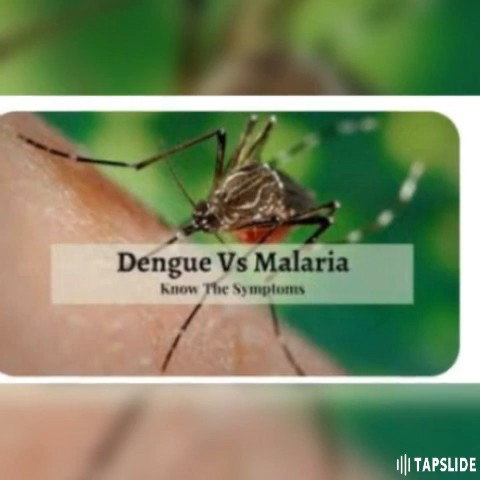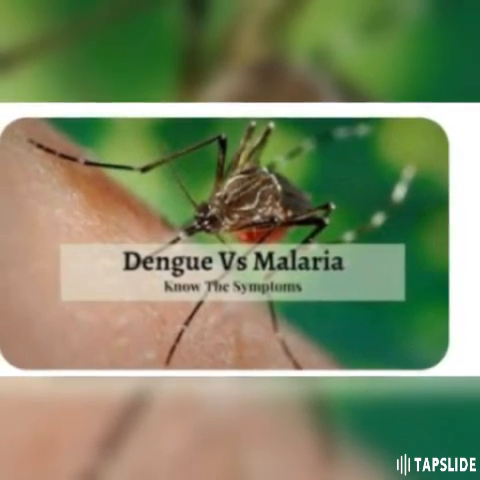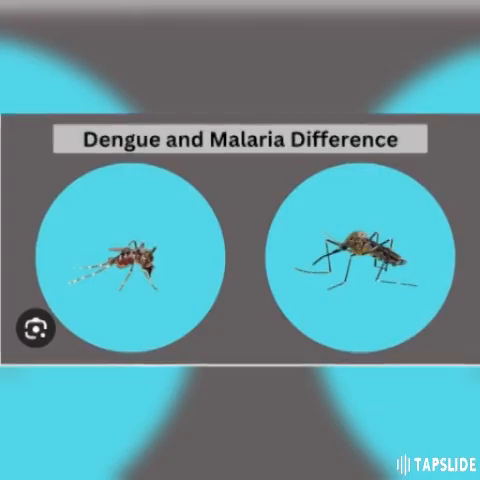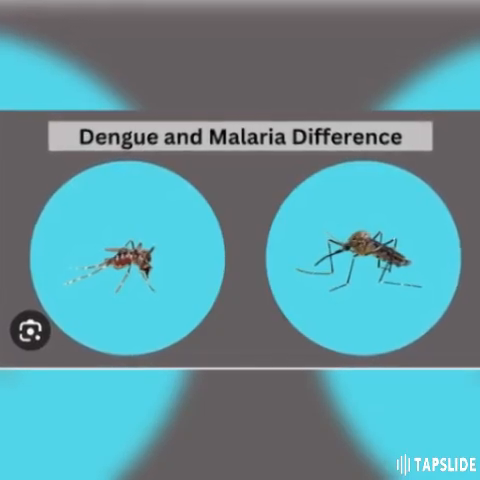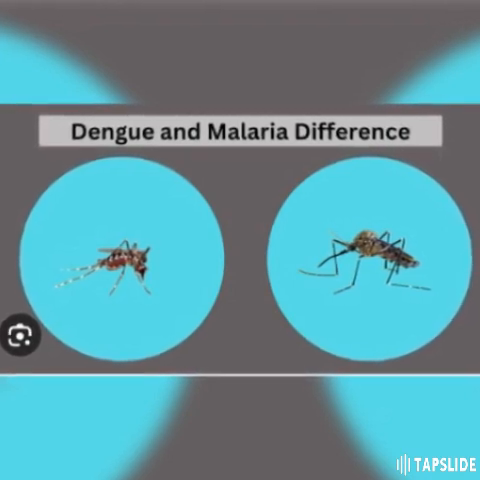Now coming to symptoms of malaria. These will appear after 10 days to 4 weeks, that means a month after exposure to parasitic infection.